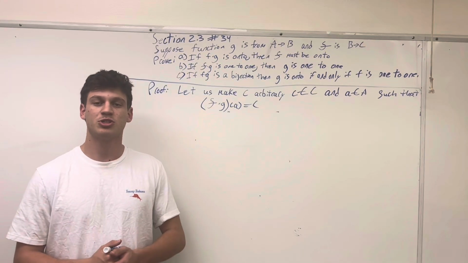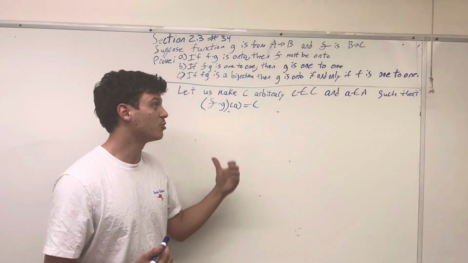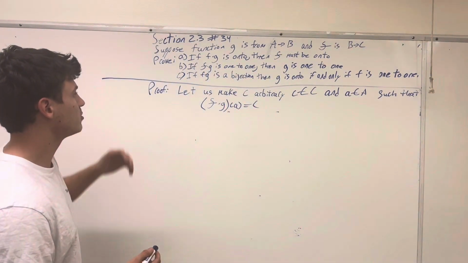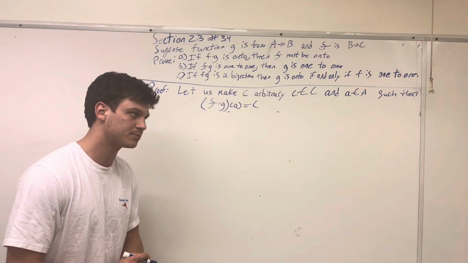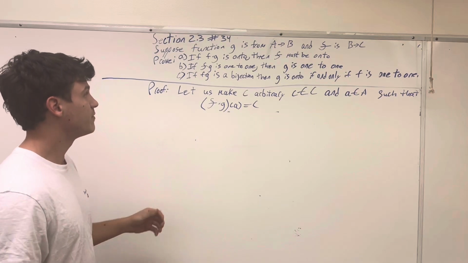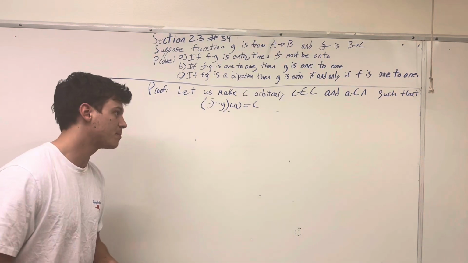We're doing section 2.3, number 34 from the homework. We're doing all three parts, so buckle up. Let's get right into it. Suppose functions g is from A to B and f is from B to C. We're doing part A, I already got it set up. If f composed with g is onto, then f must be onto.